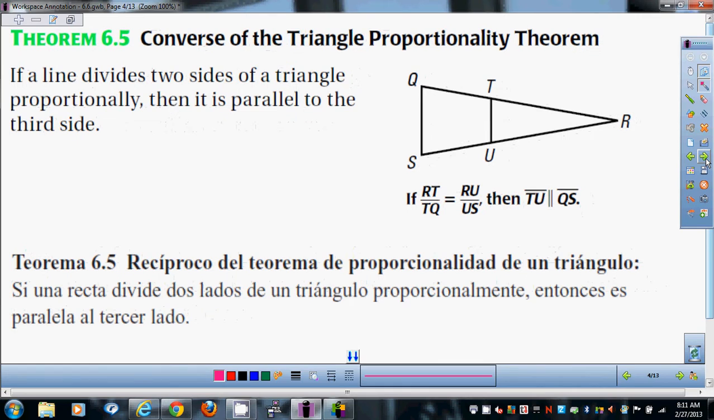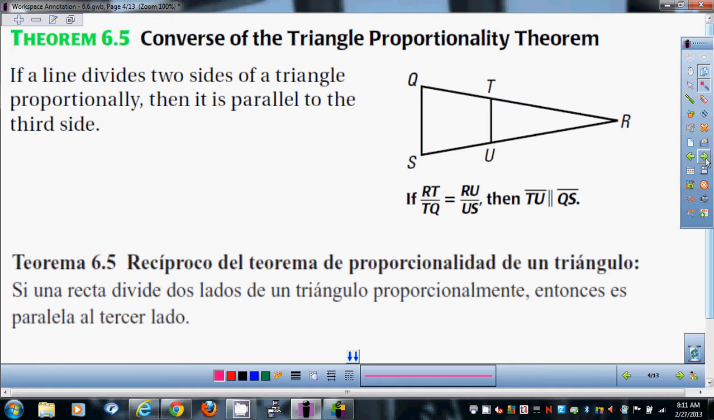It's the converse. Now, you won't have a proof about this, so you don't have to write it down. But today, there will be a few questions that give you all 4 pieces, and you're going to think, what's the point of this? The point of this is the converse. You can show that the lines are parallel by showing that the pieces are proportional.